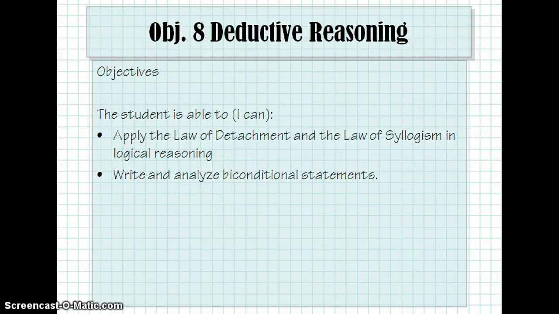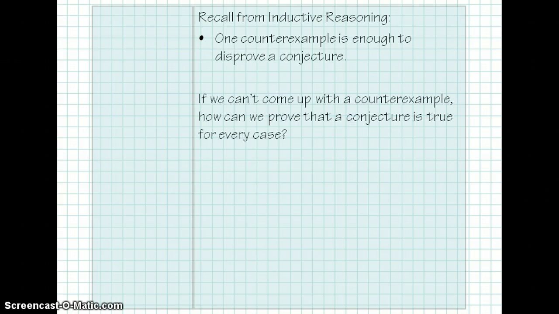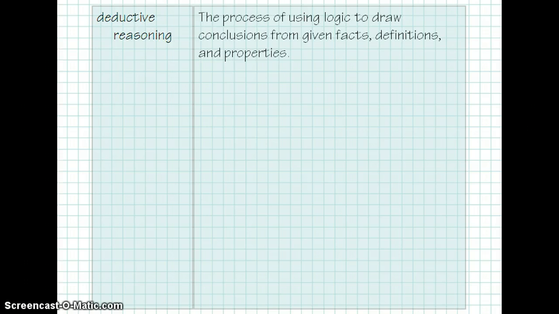Okay, deductive reasoning. If you'll recall from inductive reasoning, just one counterexample is enough to disprove a conjecture. And so this kind of gives us a problem. If we can't come up with a counterexample, how can we prove that a conjecture is true for every case? Well, that's where deductive reasoning comes into this. Sometimes if we can't prove it by inductive reasoning, then we have to use deductive reasoning, which is the process of using logic to draw conclusions from given facts, definitions, and properties.